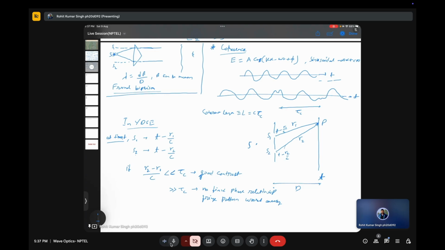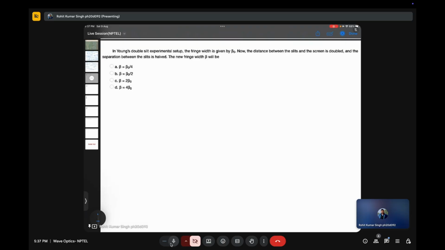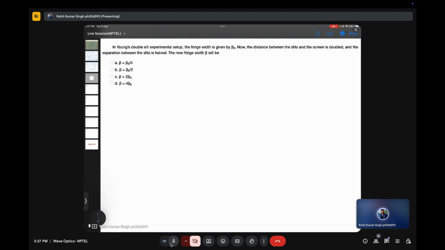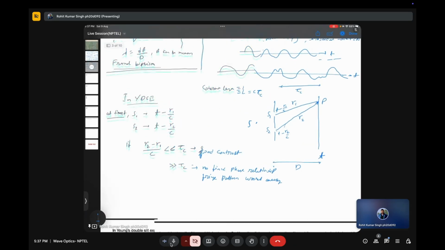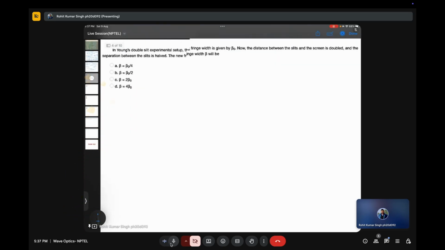Okay, so first one. This is a simple problem based on Young's double slit experiment. So what the problem says is, okay, by the way, let me ask, everyone is fine till here, right? Do you have any question on what we discussed? Okay, thank you. Okay, then let's move.